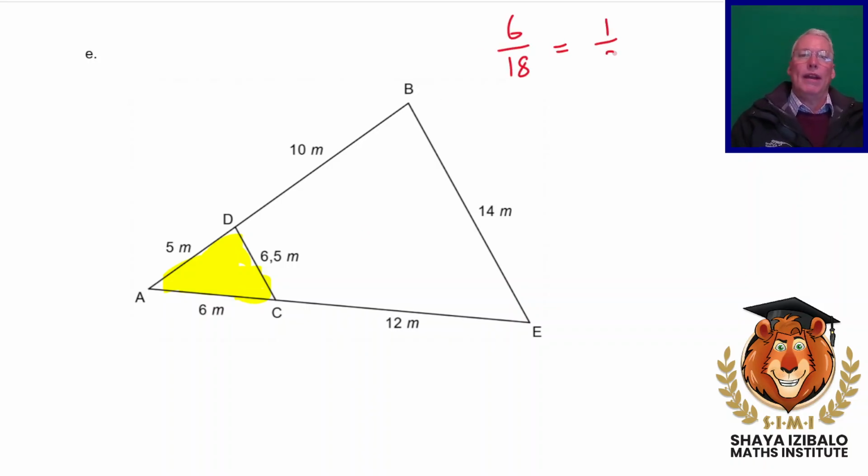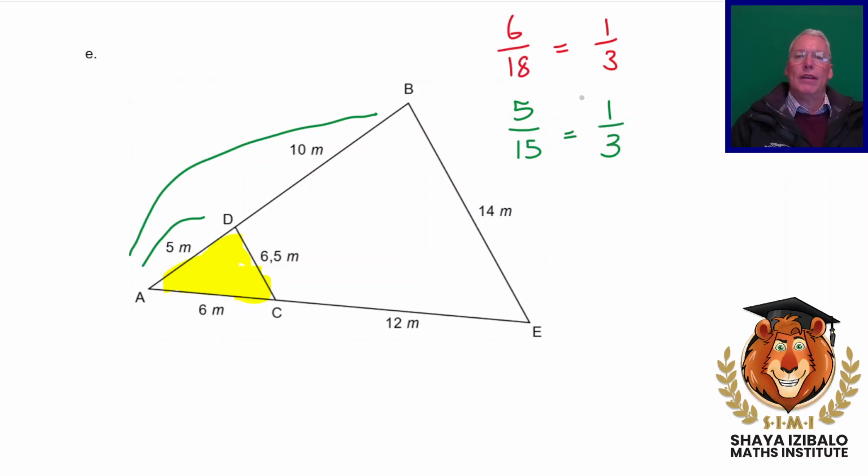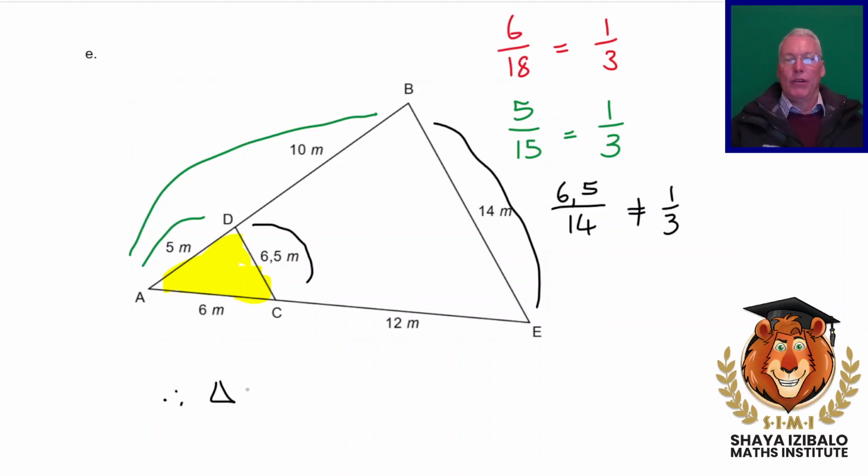6 as to 18 is 1 as to 3. If we now take this side as to the whole side, we're going to get 5 as to 15. That is also exactly 1 as to 3. But if we take this as to this, we don't get 1 as to 3. 5 as to 14 is not equal to 1 as to 3. And because of that, the triangles are not similar. They're not similar because the corresponding sides are not in proportion.